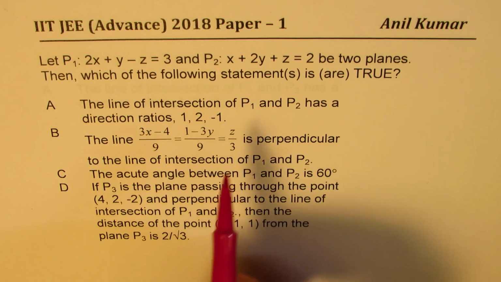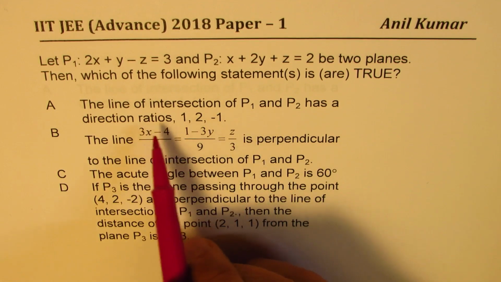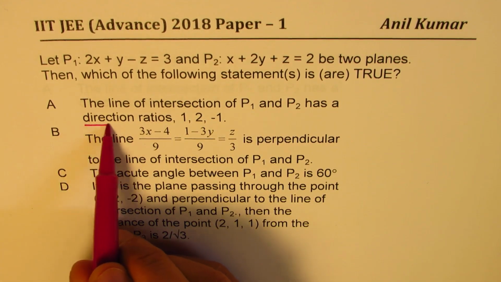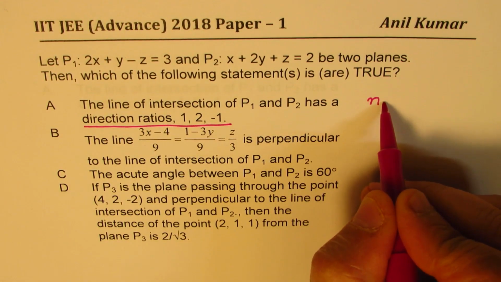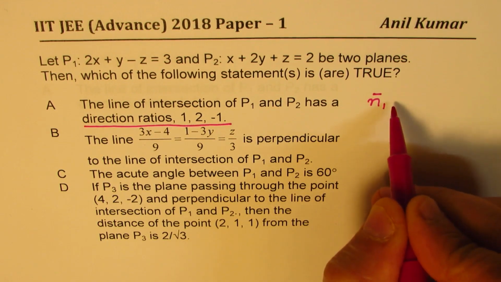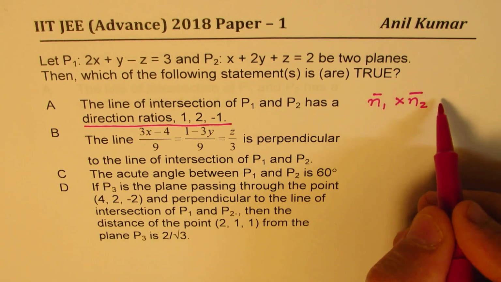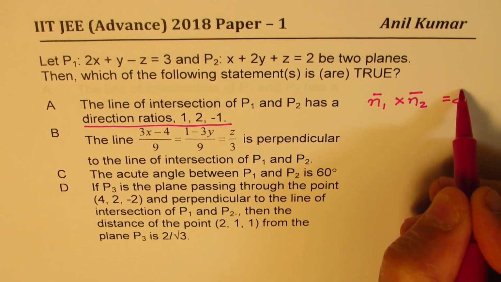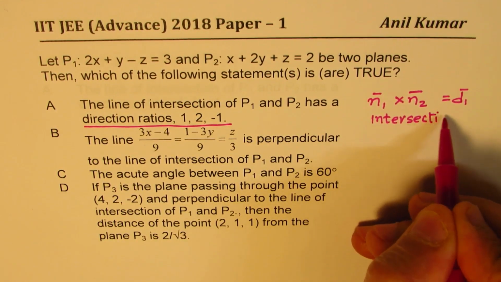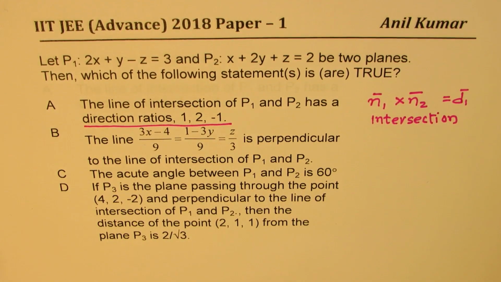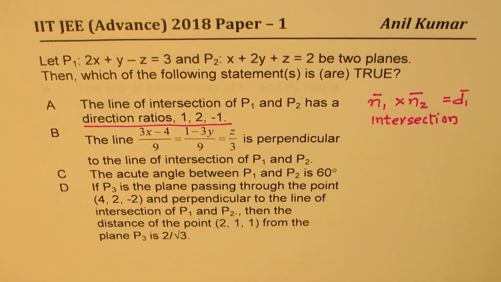So two planes intersect. Then how is their direction ratio related? Well, in case of two intersecting planes, if n1 is the normal of the first plane and n2 is the normal of the second plane, then that cross product gives you the direction of intersection. So this is the key idea, right? We will actually find this cross product and then check whether it matches with 1, 2, minus 1 or not.